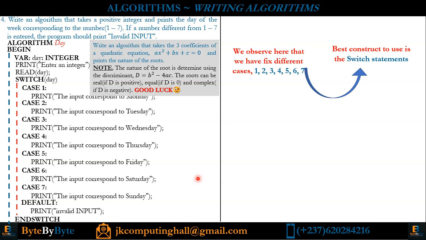The question says: write an algorithm that takes the three coefficients of a quadratic equation ax squared plus bx plus c, so the coefficients here are a, b, and c, and prints the nature of the roots. Note, the nature of the roots is determined using the discriminant, d equals b squared minus 4ac. The roots are real if d is positive, equal if d is 0, and complex if d is negative. So I gave you all the different conditions in a coded manner. I want you to extract these different conditions and place them in such a way that the computer can understand.